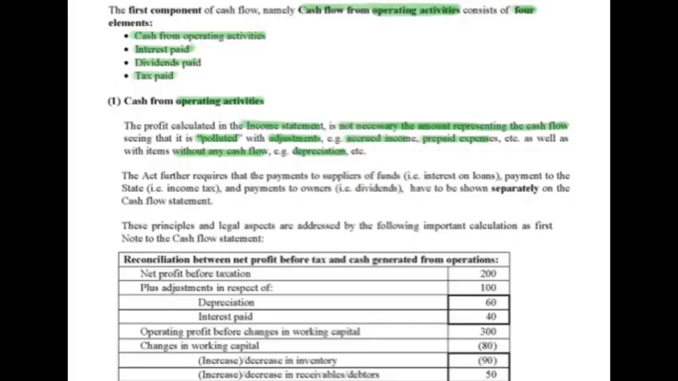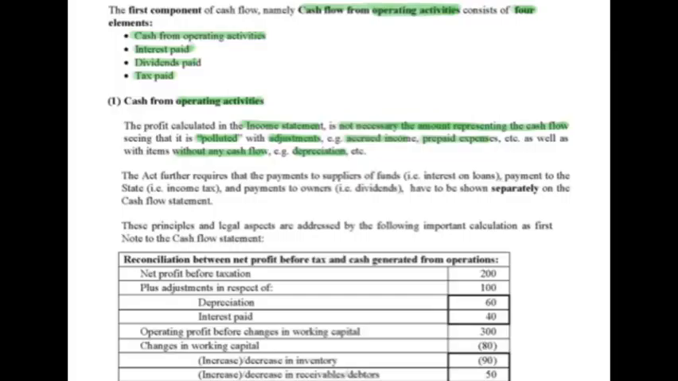So through my cash from operating activities, I'm going to attempt to bring my net profit back to the cash only value. In other words, I want my net profit to show only the cash items and not the items that were not involving any cash.